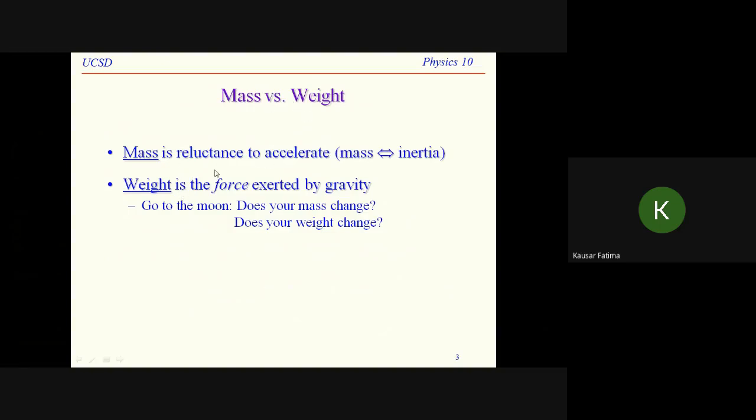Mass is reluctance to accelerate, that is, hindrance or opposition to the change in state of rest or of uniform motion in a straight line. So mass is inertia actually. Okay, and weight is the force of gravity exerted on the object. So the moon has smaller gravity, so weight changes over there, but mass remains the same.